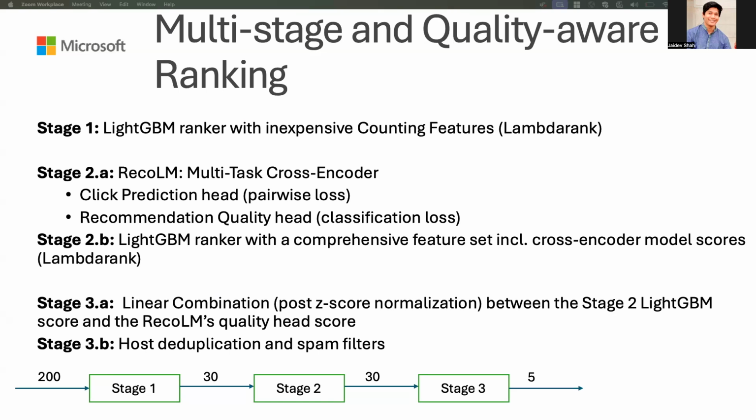At stage three, we do a linear combination between the stage two LightGBM ranker click score and the WebReco LM, which is the cross-encoder model, its quality head score. This gives us a trade-off between clicks and quality. And at the final stage, we do host deduplication, so we don't just recommend web pages from the same domain. We have a whole set of adult and spam filters.